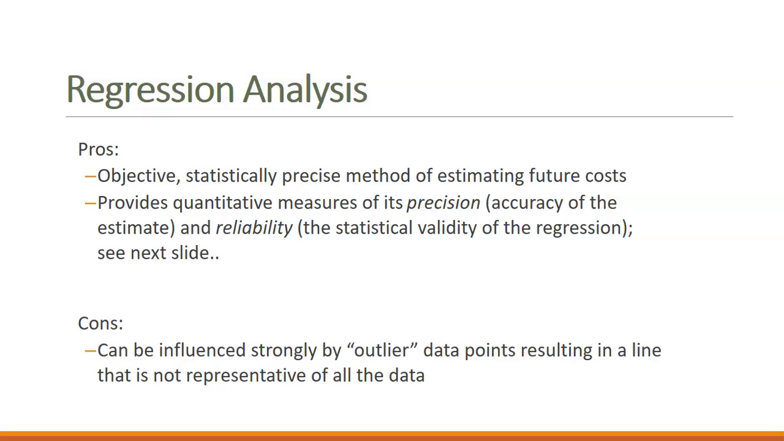The pros of regression analysis are that it's statistically precise. It helps us estimate future costs. It provides quantitative measures of its accuracy and reliability. It gives us the statistical validity of the regression. The cons are that it can be influenced strongly by outlier data points, resulting in a line that is not representative of all of the data.